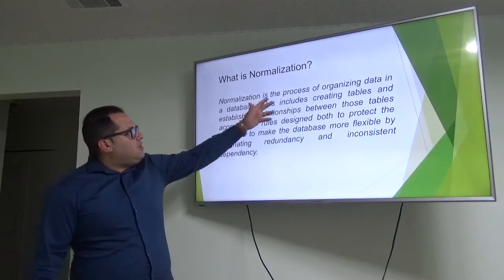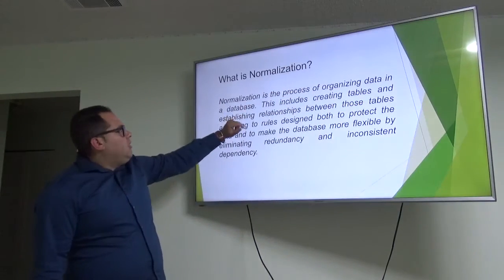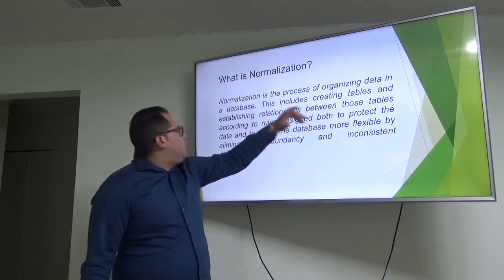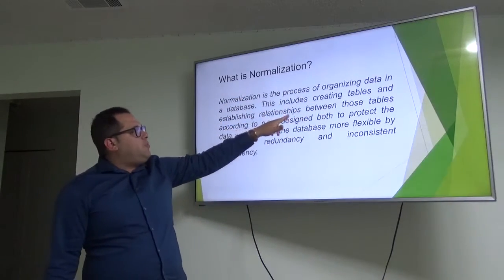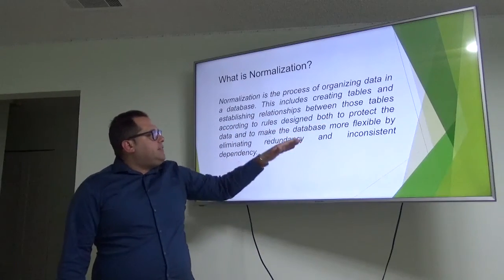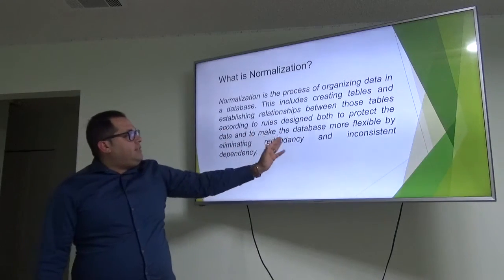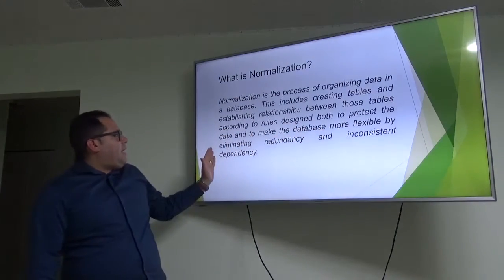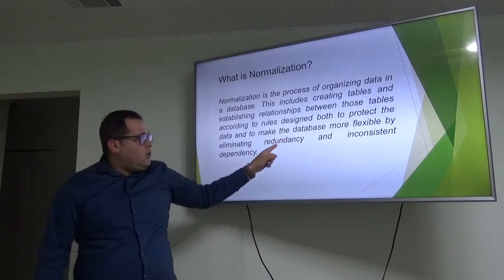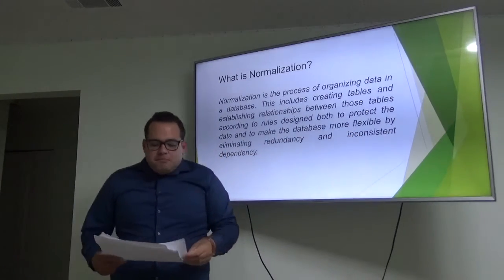Normalization is the process of organizing data in a database. This includes creating tables and establishing relationships between those tables according to rules designed both to protect the data and to make that database more flexible by eliminating redundancy and inconsistent dependency, okay.